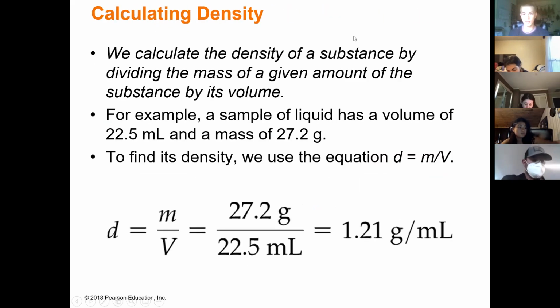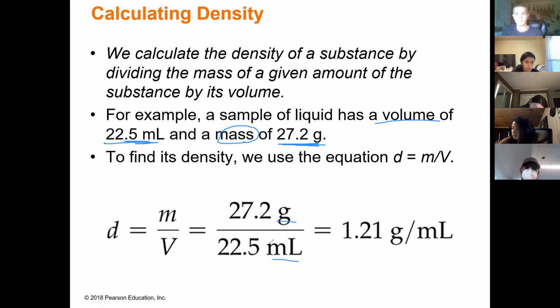If we look at a problem here, this says we calculate the density of a substance by dividing the mass by the volume. Okay, so we have a liquid sample and it has a volume of 22.5 milliliters and a mass of 27.2 grams. Now really start getting in the habit. You see that gram value, that's talking about mass. You see the milliliter, that's talking about volume. So gram on top, milliliter on the bottom.